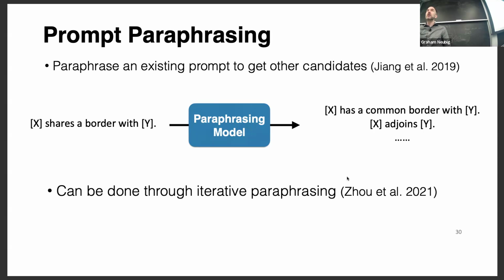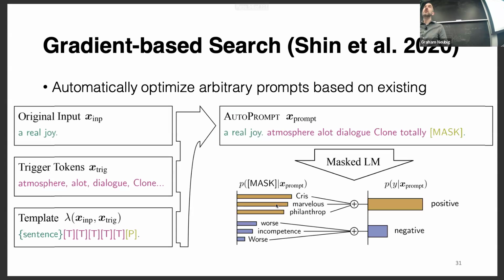There's also an interesting paper that demonstrates that you can do this iteratively. So you paraphrase once, you filter down all the candidates that do well, and then you go in and paraphrase them again, and you just do this over and over again. That can give you better results than one-off paraphrasing. So that's very simple. You can even use a large language model to do the paraphrasing for you.